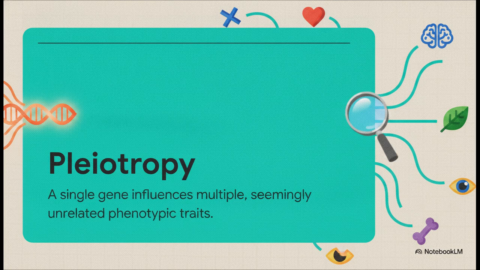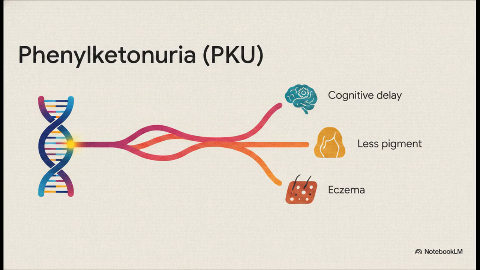This wild phenomenon where a single gene influences multiple, seemingly completely unrelated phenotypic traits. A rule of thumb, well, actually, scratch that. It's more like a mnemonic anchor: simply one gene, many traits. It's fascinating because it really highlights how one localized tiny genetic change can have massive, widespread, cascading effects across an entire organism. Let's ground this with a real medical example so you can see what I mean.